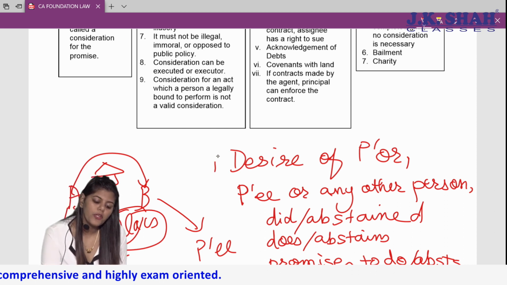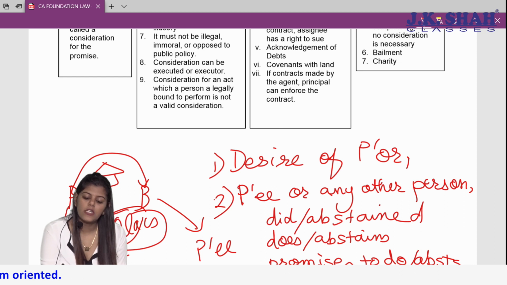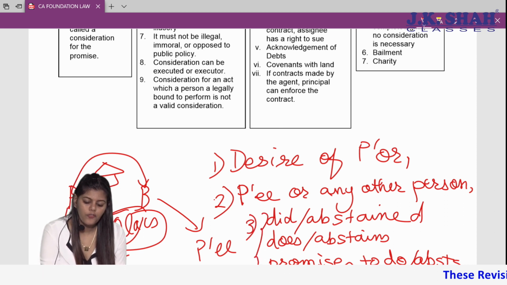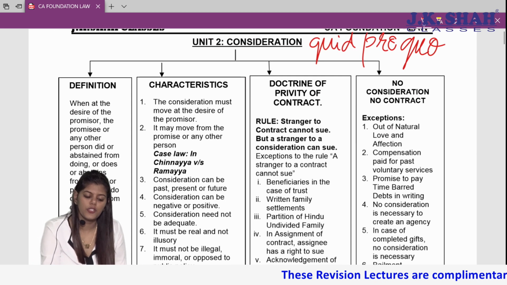Honestly, you have to remember 3 points. It should be at the desire of the promisor. It can be by the promisee or any other person. It can be past, present or future. So, if you notice, we have finished the definition.